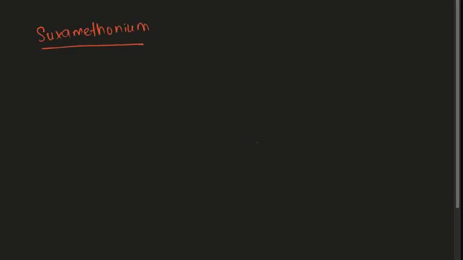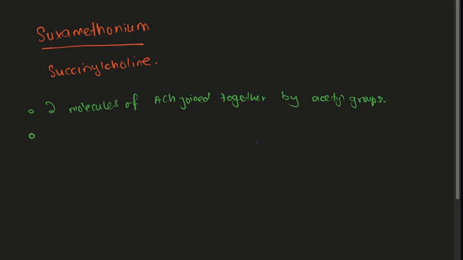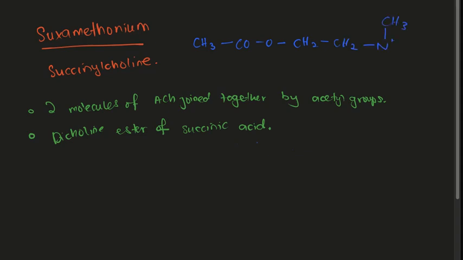Let's talk about Suxamethonium, or the other name is succinylcholine. They are basically two molecules of acetylcholine joined together by acetyl groups. They are dicholine ester of succinic acid. To understand this, we have to recap on the structure of acetylcholine. To draw acetylcholine, start with CH3, CO, O, 2 CH2s with N+ and 3 CH3s. This is the structure of acetylcholine.